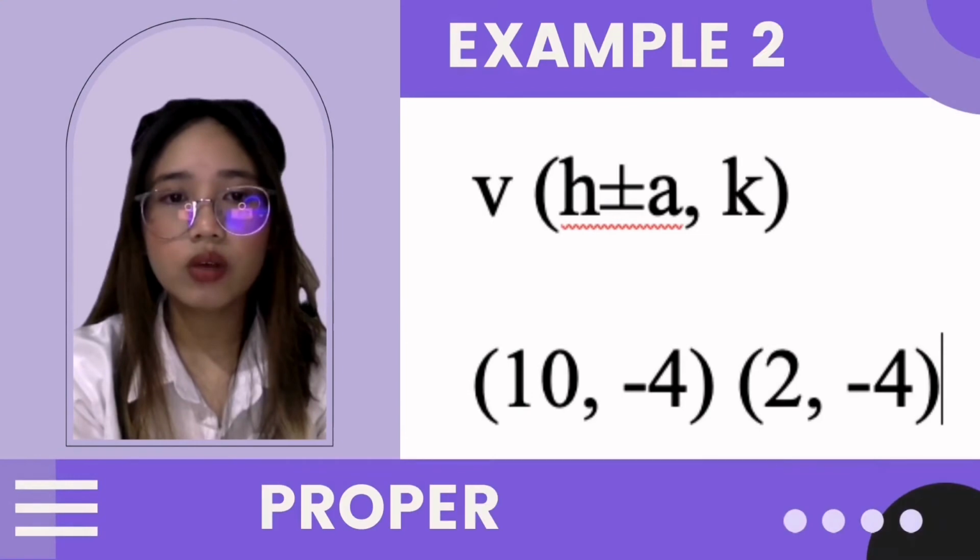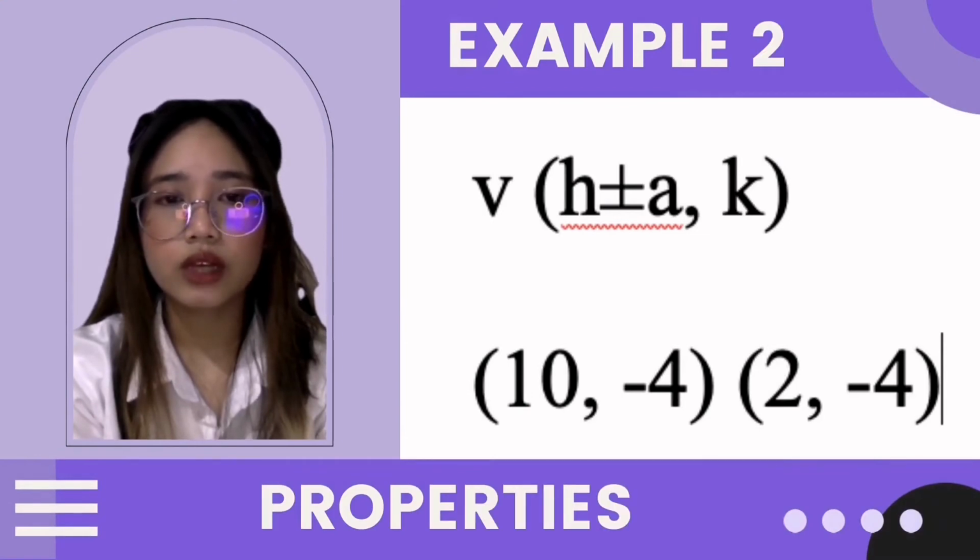So now we're going to solve for the vertex. To get the vertex, we're going to add and subtract the a to h. So 6 plus 4 equals 10. And for the k, it is negative 4. And for the other one, 6 minus 4 equals 2. And for the other one, k is negative 4.